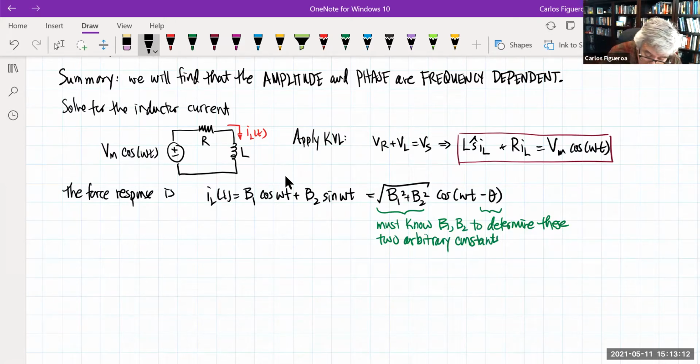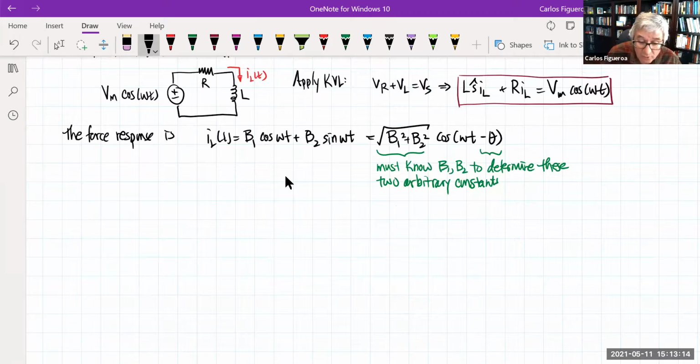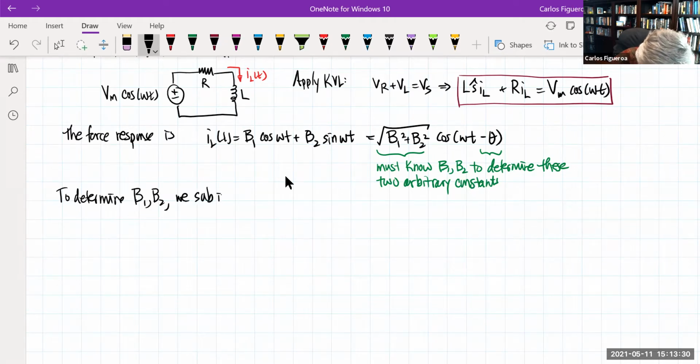So how am I going to get B1 and B2? The way we always do. We take the forced response and we plug it into the differential equation. So to determine B1 and B2, we sub in the forced response into our KVL equation.